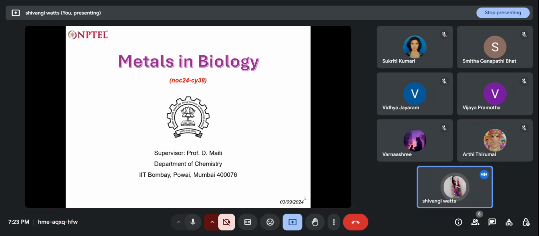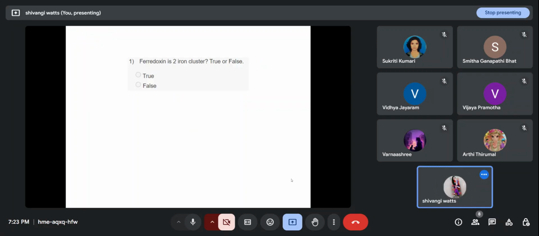Okay, moving to the next question. The first question: ferredoxin is a two iron cluster. True or false? So can anybody tell what is ferredoxin? What is ferredoxin?